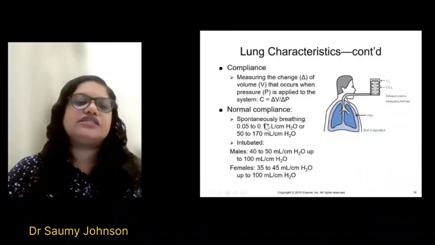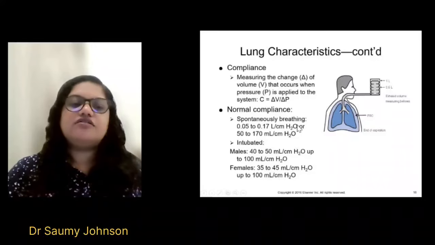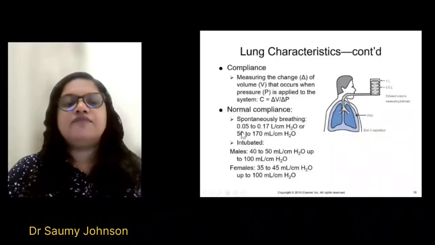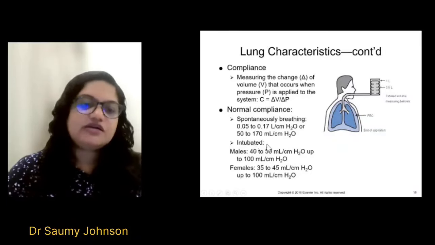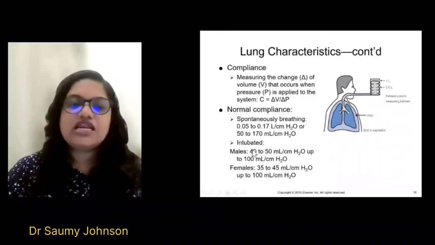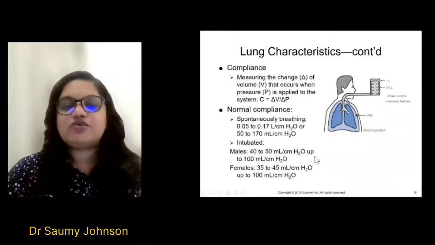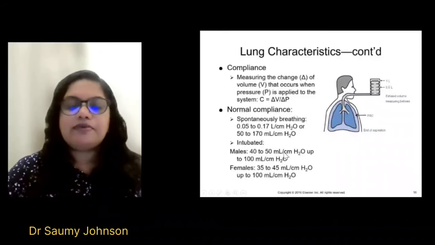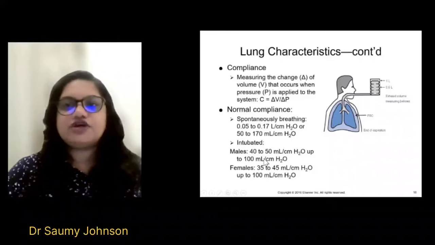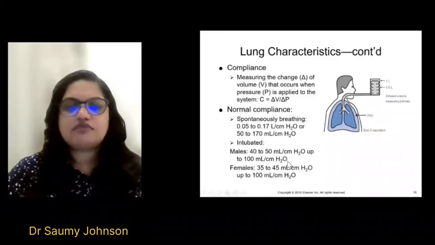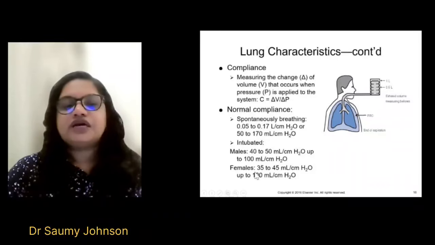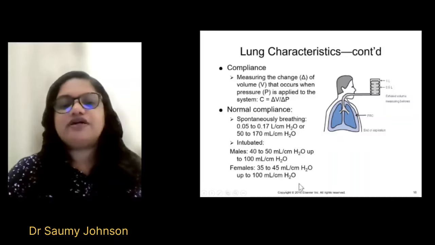So the normal compliance is different in an intubated patient. In a spontaneously breathing person, it is 50 to 170 ml per centimeter of water. In an intubated person, if the patient is male, it is 40 to 50 ml per centimeter of water, because it is delta V by delta P, so it becomes ml per centimeter of water, and it can go up to 100 ml per centimeter of water if the lung is normal. In females, it is 35 to 45 ml per centimeter of water, and it can again go up to 100 ml per centimeter of water.